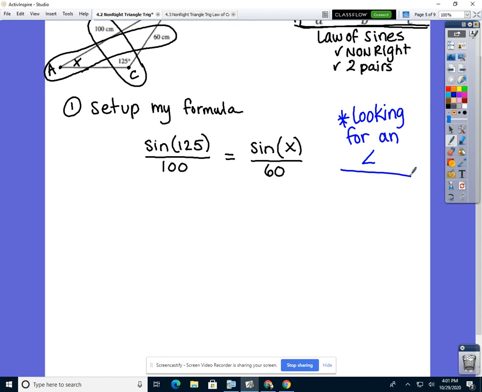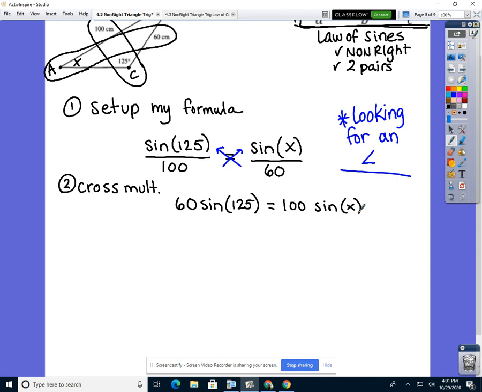So some of you may know, if you have two fractions that equal each other, you can actually use a little cross multiplication technique if you would like, or you can just use inverse operations. So I do like to cross multiply and then solve. So I'm going to go ahead and cross multiply: 60 times sine 125 equals 100 times sine of x.